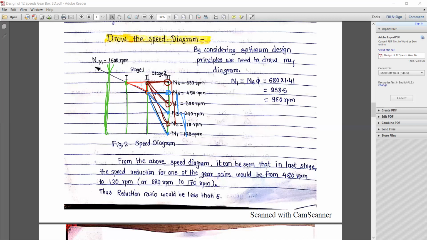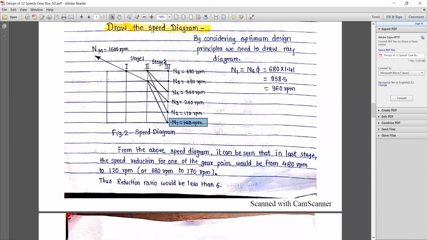Now, how to write the RPMs? We need to indicate the RPM such that the lowest RPM is in the bottommost position. While writing the values of speed, you can start writing from over here. The smallest speed is at the bottom, then you can increase the value of the outputs. So the 6 outputs which we need to fit on the speed diagram are shown over here.